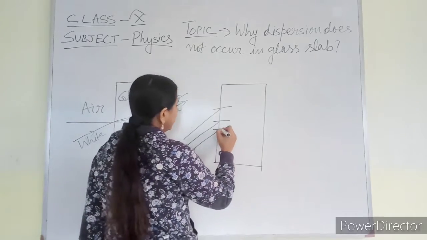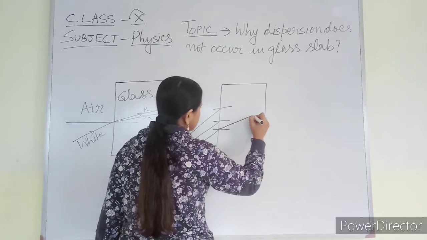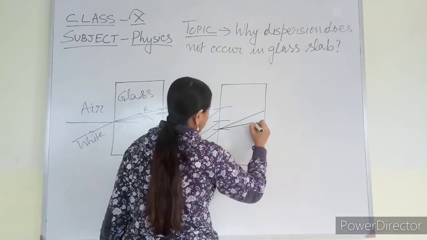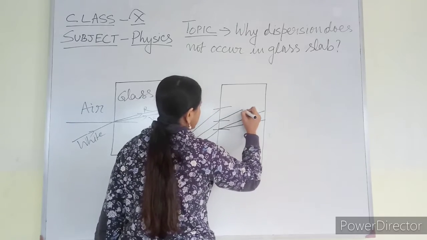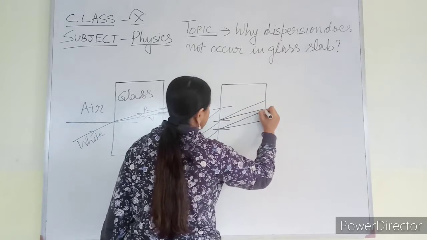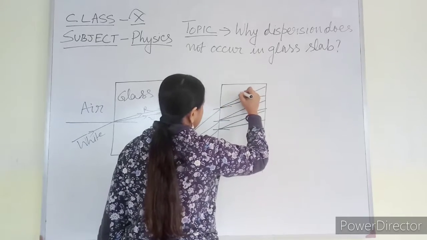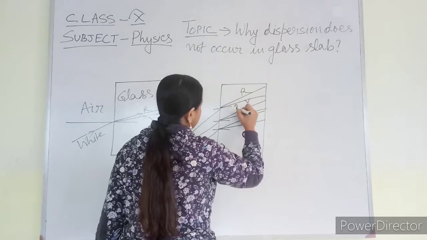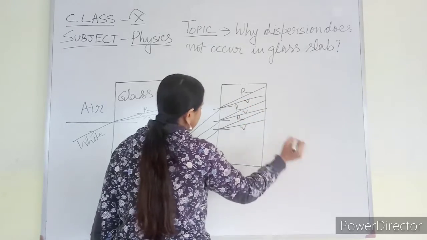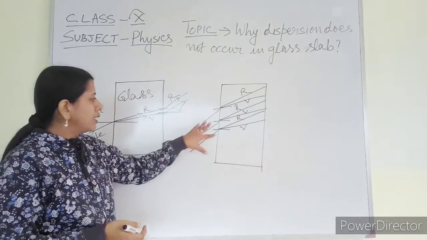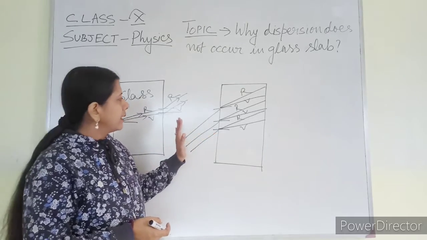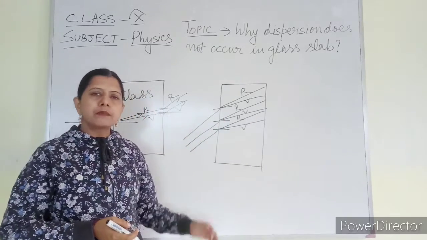As I know, bending of red light will be least. So this is red light and this one is violet light. Again this one is red light, this one is violet light. This one is red and this one is violet. This is red, violet, red, violet, red, violet. Okay. So all incident rays are entering inside the slab.